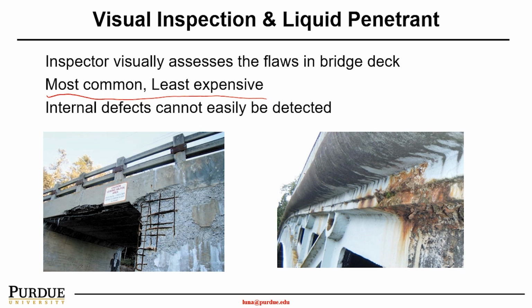Sometimes it needs to be aided by liquid penetrant, which uses color, dye, or fluorescent to highlight the defects, particularly if the defects are really small in a mechanical machine part. We will dive more in depth into these methods in the next few courses.